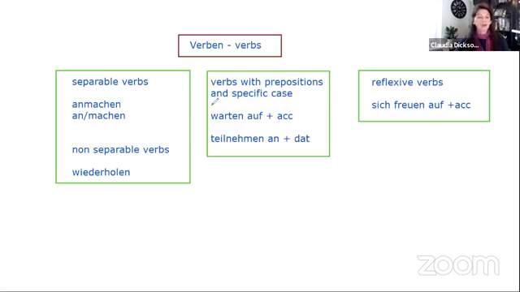And one thing that you could do when you're putting the verb onto your card is, for example, if you're new to separable verbs, you could write it down as an|machen, just have a little line so that you know it's a separable verb. The other thing that you could do as well, you could add a little sentence. For example, ich mache das Licht, ich mache das Licht an. I switch on the light.